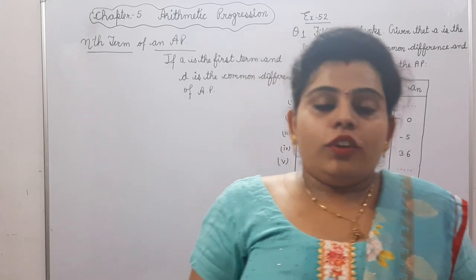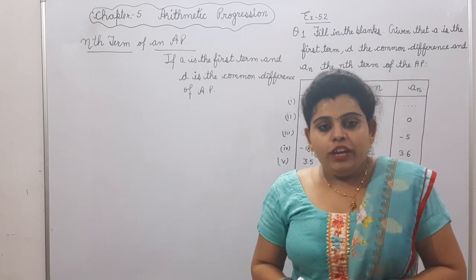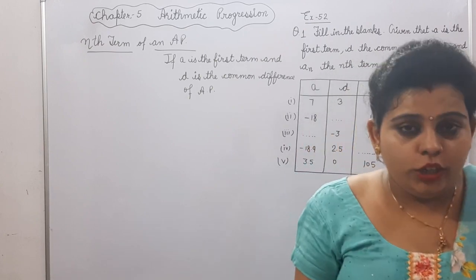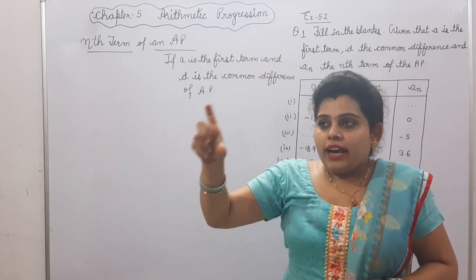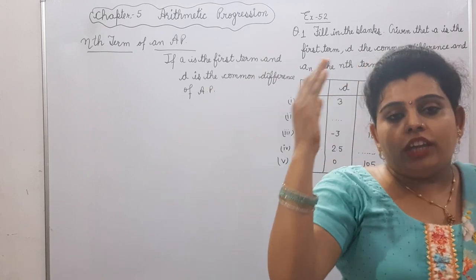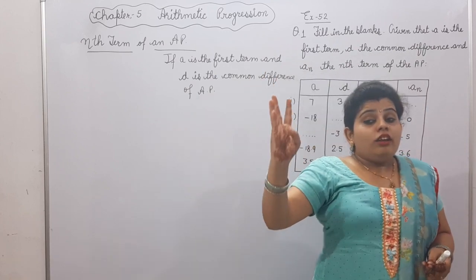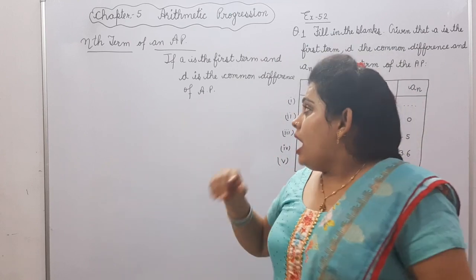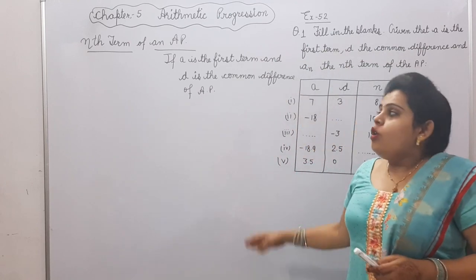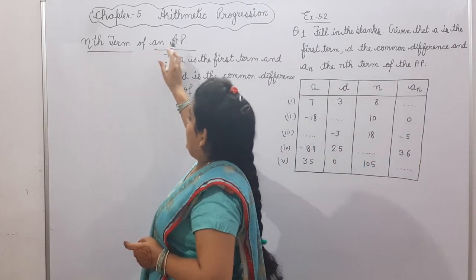We are doing our fifth chapter, arithmetic progression. In the previous video, we completed our exercise 5.1. In that exercise, we learned whether given situations or questions form an AP or not. We learned how to find the first term and common difference of an AP. Now, in this video, we will learn to find the nth term of an AP.